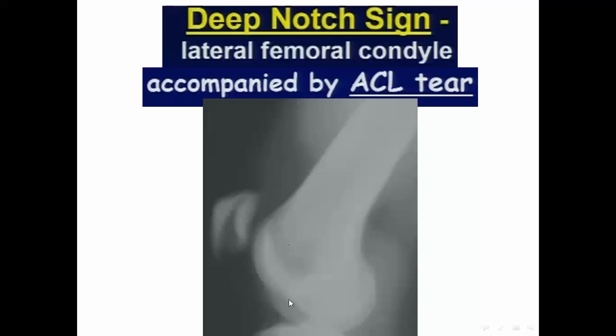The deep notch sign is that one. It is this area where we find some depression along the femoral condyle, mainly the lateral femoral condyle, and this is usually accompanied by an ACL tear. So this is the deep notch sign, usually involving the lateral femoral condyle and accompanied by an ACL tear.